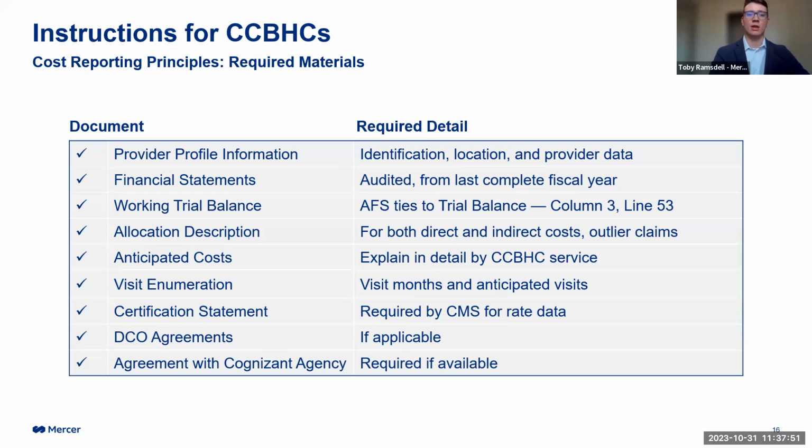Allocation descriptions are needed for any allocation used to allocate direct or indirect costs, or any outlier claims as well. Anticipated costs. All anticipated costs, which will be captured in that initial cost report, need to have sufficient supporting documentation. So any allocations or significant assumptions used in developing those costs need to be reported so that the state can review the way that the providers intend to expand their services. Visit enumeration for visit months and any anticipated visits is needed as well. This can be captured through the EHR, and we'll walk through examples of this.